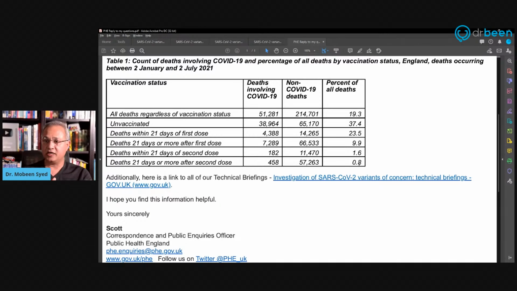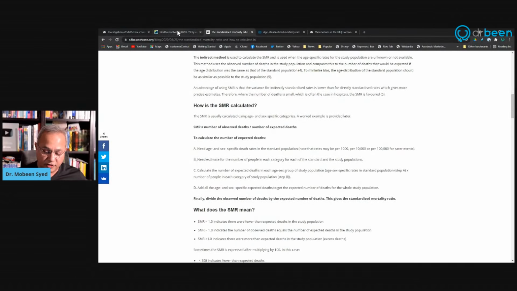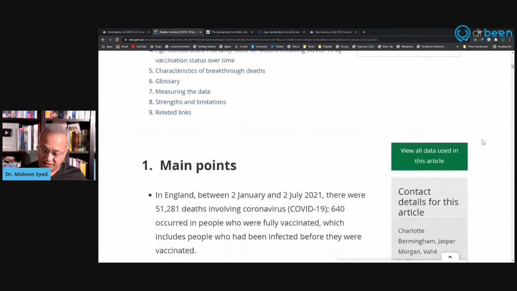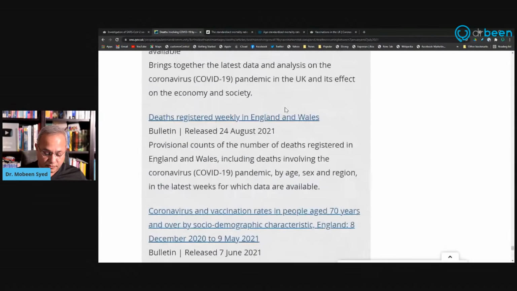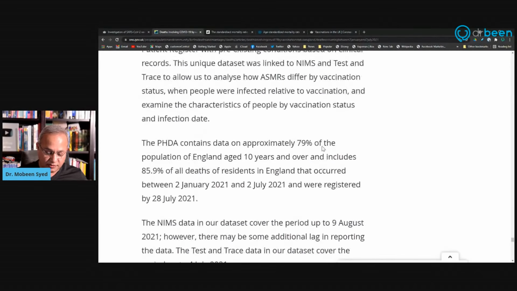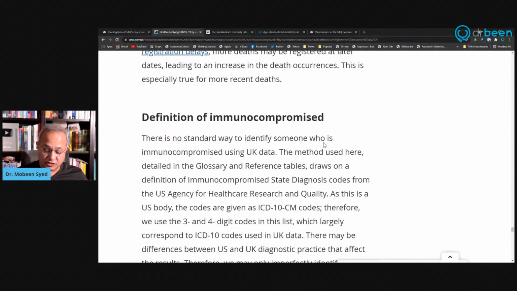For example, you could say a youngster with or without vaccine, how are they doing? Children with or without vaccine, how are they doing? People with diabetes, how are they doing? People with immunocompromise, how are they doing? And some of that data is actually present. If you go here to the bottom of this page, you would see that they have actually talked about various things, so data coverage is here, definitions of immunocompromised.